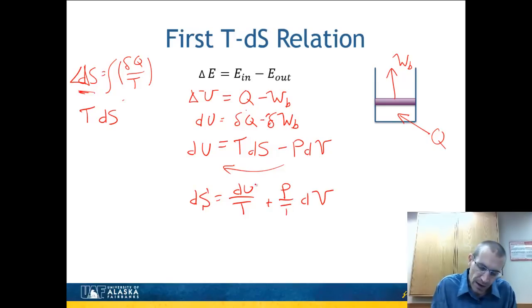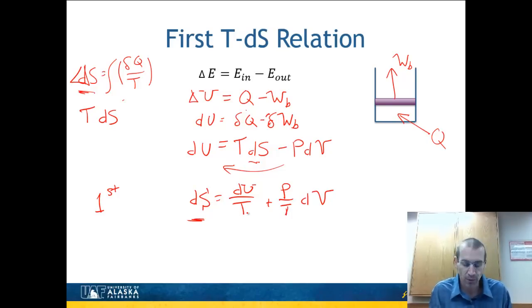And write that in extensive form this way. Well, this is actually a pretty powerful relationship, and this is what I'm calling the first TDS relationship, and you see where the TDS comes from right there. But what this does is it lets me calculate what changes in entropy are by things that are really easy to measure. Pressure is fairly easy to measure. I just need a pressure transducer.